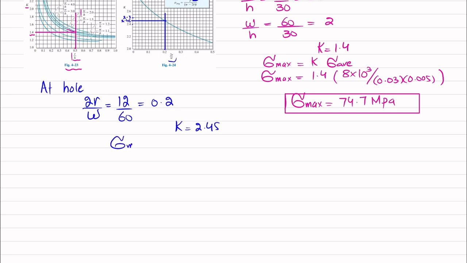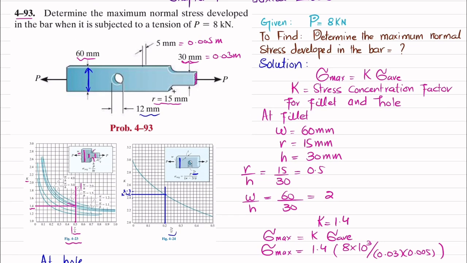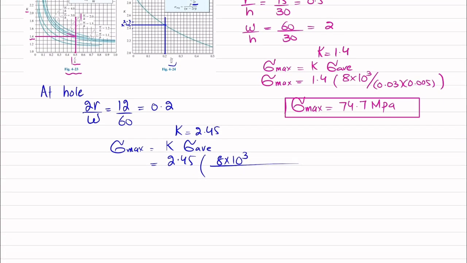Now for hole, we know that maximum stress is equal to stress concentration factor into sigma average. So 2.45 into the axial load, 8 into 10 to the power 3 Newton. And you can see that this bar is carrying a hole. So for area, we will take 60, which is 0.06 meter, minus diameter of hole, which is 0.012, into the thickness, which is 0.005. Clear? Because this hole is not offering any resistance to this axial loading, we subtract it from the net cross-sectional area. So I will write 0.06 minus the diameter of hole, 0.012, into thickness 0.005.